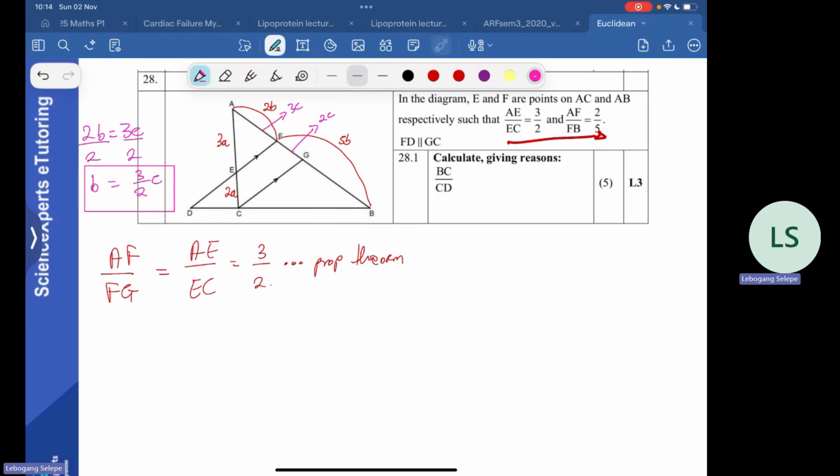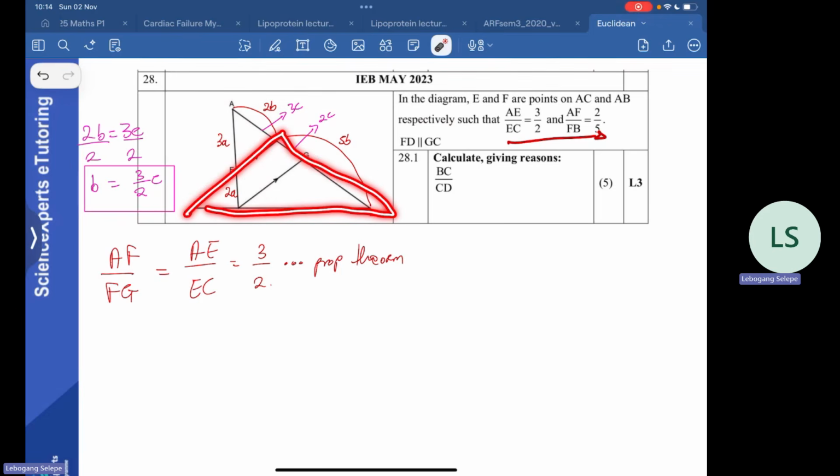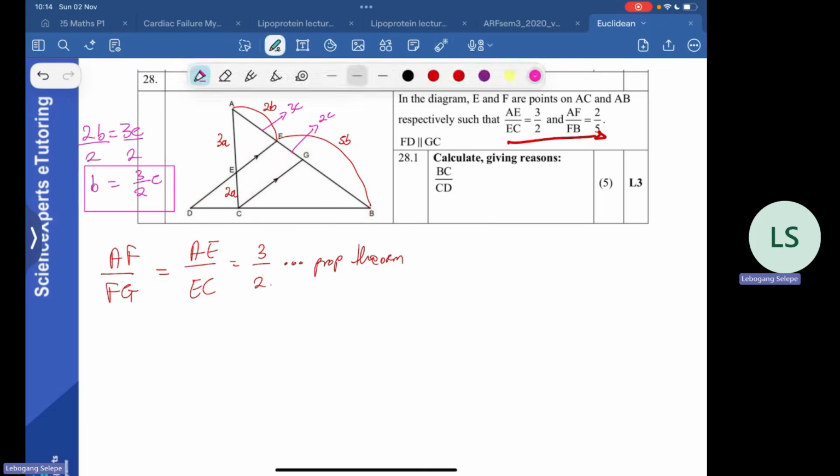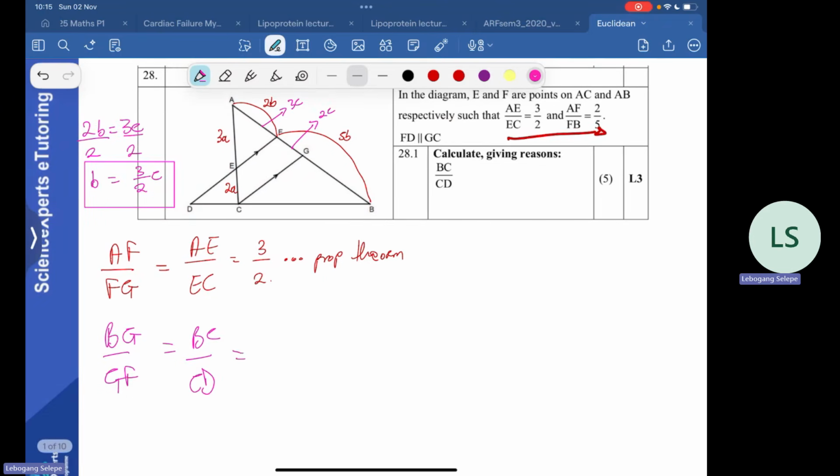Now let's take a look at this one triangle here and apply the proportionality theorem to it. I can see that BG over GF is equal to BC over CD. This is because of prop theorem, the proportionality theorem.